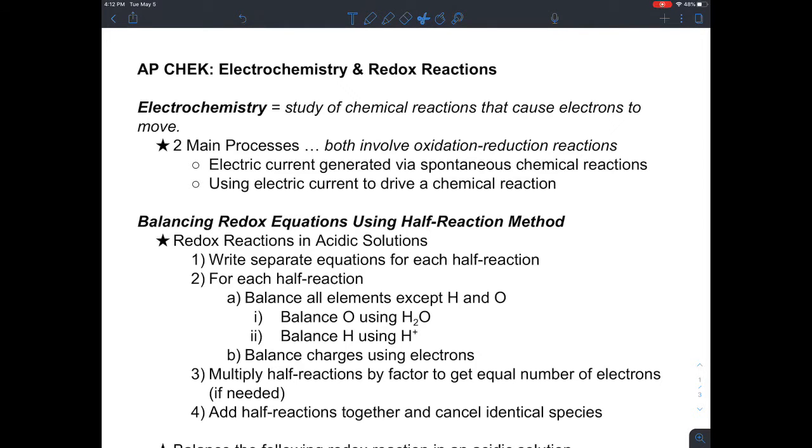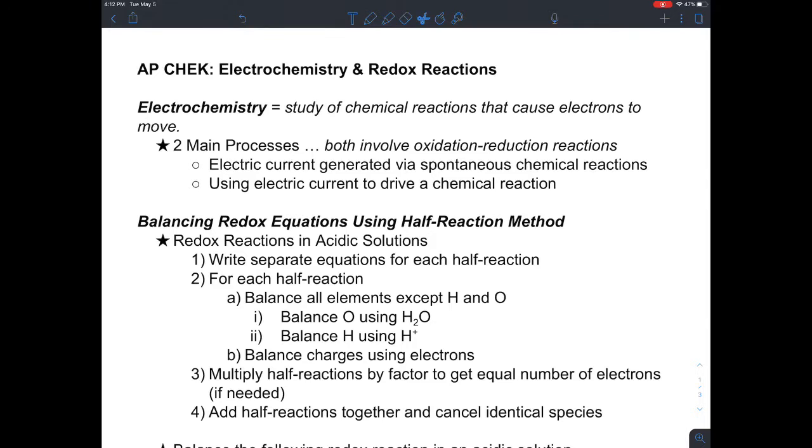Okay, welcome to this AP check on electrochemistry and redox reactions. Electrochemistry is really the study of chemical reactions that cause electrons to move. Can we either utilize those reactions to produce an electric current, or do we have to use an electric current to drive that chemical reaction? As we work through our electrochemistry, we're going to be studying both of those processes.